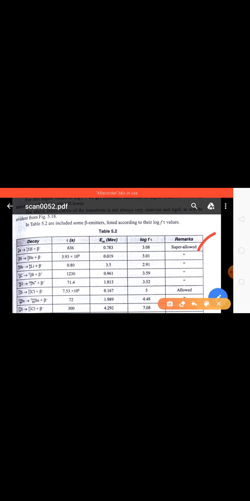So again, this value comes under what? Log Ft 3 to 4. Hence the transition is super allowed, or you can say the favored transition. Similarly in this case, all these transitions exist between the log Ft value 3 to 4. Hence these are all super allowed transitions.